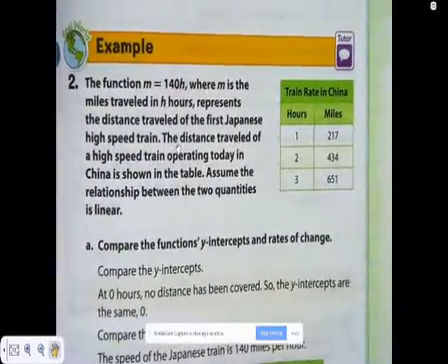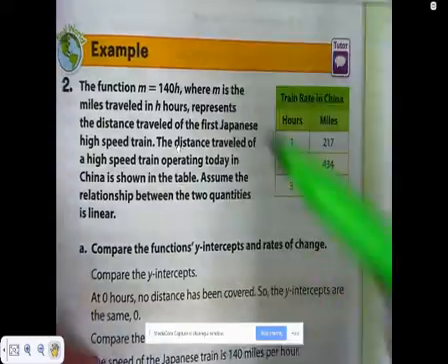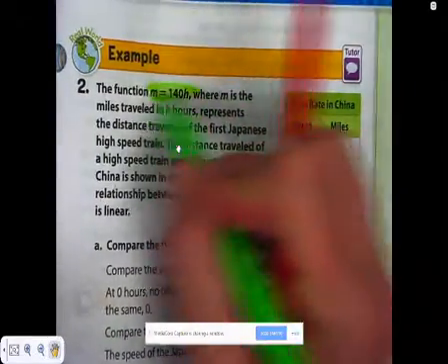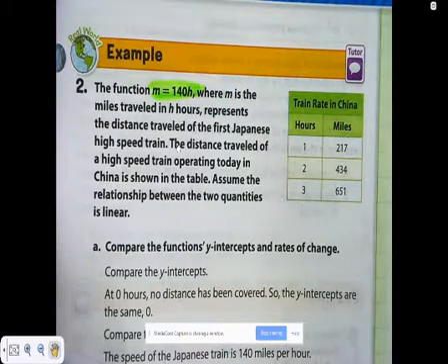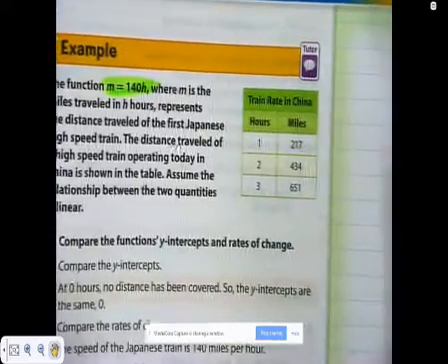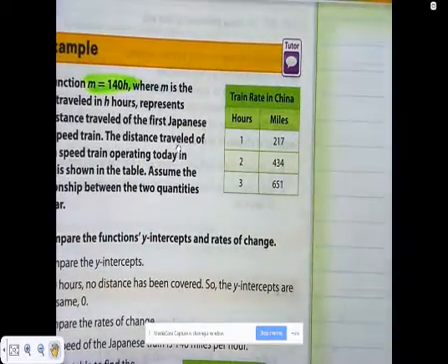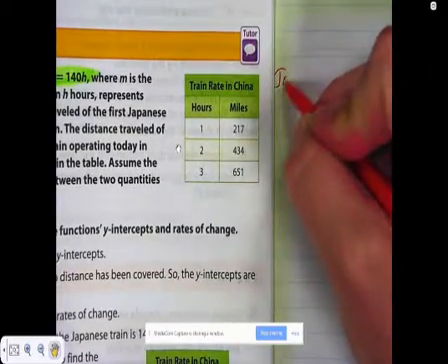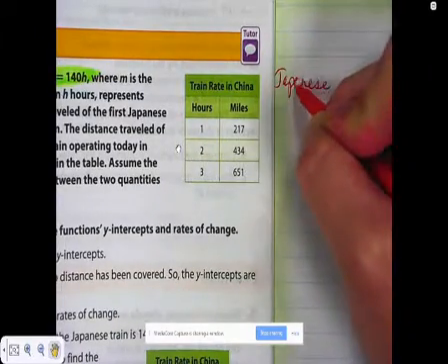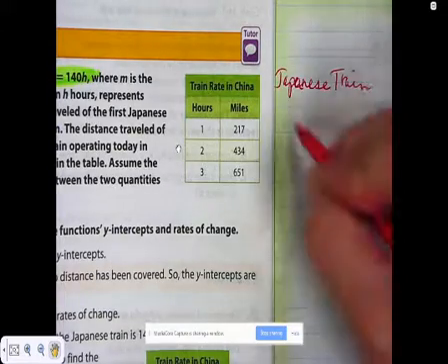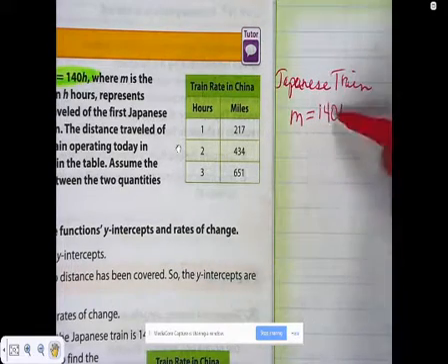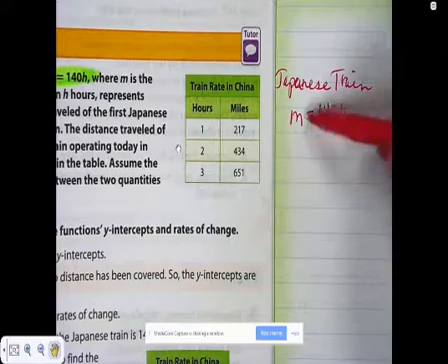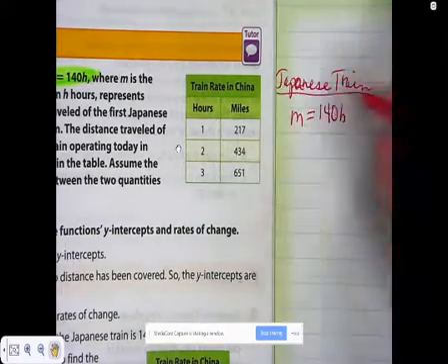All right, let's take a look at the very top of page 311. Okay, so this says the function m equals 140h, where m is the miles traveled and h hours represents the distance traveled of the first Japanese high-speed train. All right, so let's take that information, and right over here on your right-hand side, we're going to put Japanese train, and we're going to put the miles that this train travels as 140 miles per hour. 140 miles per hour, and that'll be the total miles. Okay, that's for the Japanese train.